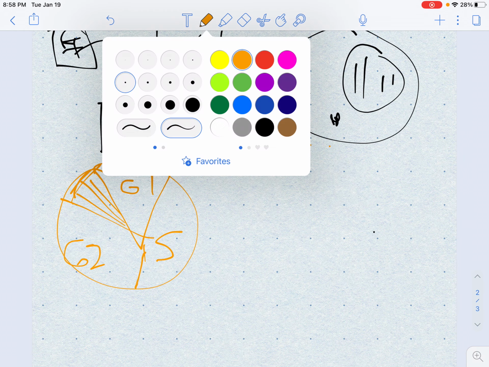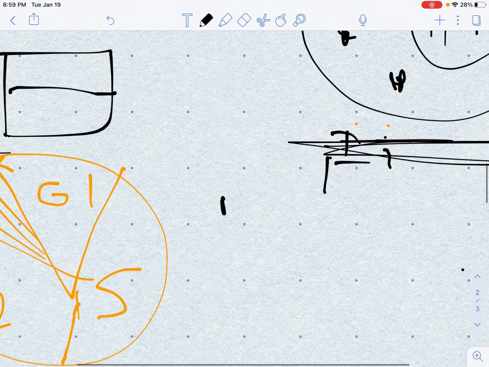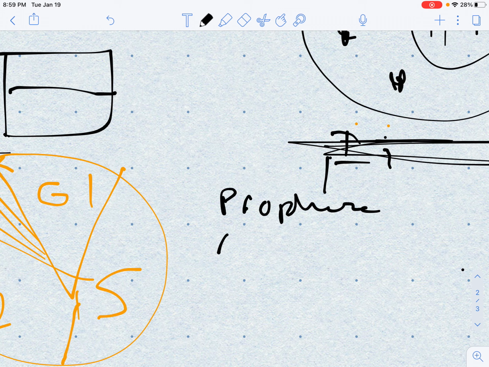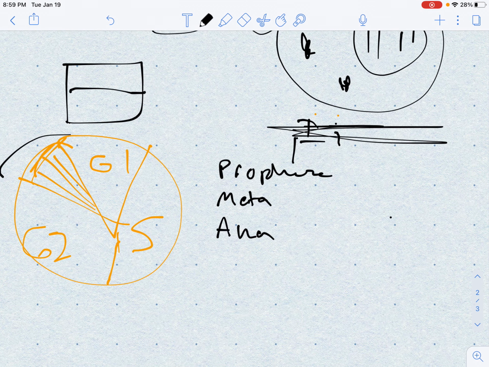So if this is interphase, then it goes to the S. So it goes interphase, then prophase. Nope, I'm sorry. This is interphase. Yeah, this is all interphase. This is how interphase starts. Yeah, my bad. And the 4 sections, it starts with prophase. Then it goes to metaphase. Then anaphase. Then it ends with our favorite.